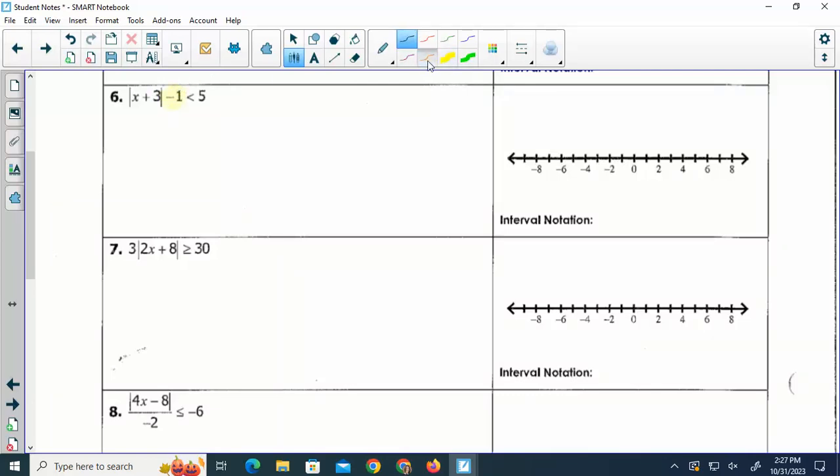Before you decide if it's an and or an or, that absolute value has to be by itself. So how do I get the absolute value by itself? Add our 1 over. So the absolute value of x plus 3 is less than 6. Is this an and or an or? And. Less than and. So tell me what I write.